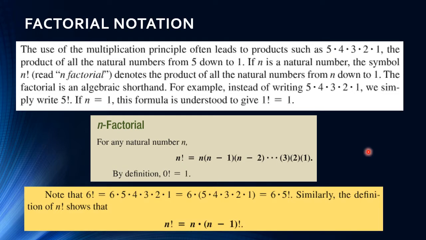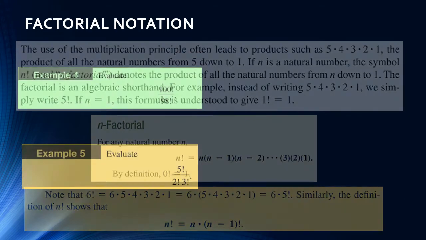Also note that 6 factorial, which equals 6 times 5 times 4 times 3 times 2 times 1, is the same as 6 times 5 factorial. Okay? Similarly, the definition of n factorial shows that n factorial equals n times n minus 1 factorial. So this is just saying we can break it down into smaller groups by taking another one. Now, why do we want to do that? Let's look at an example.